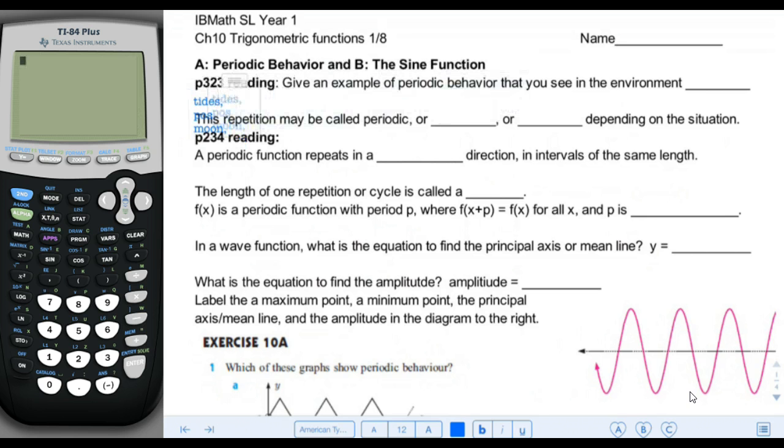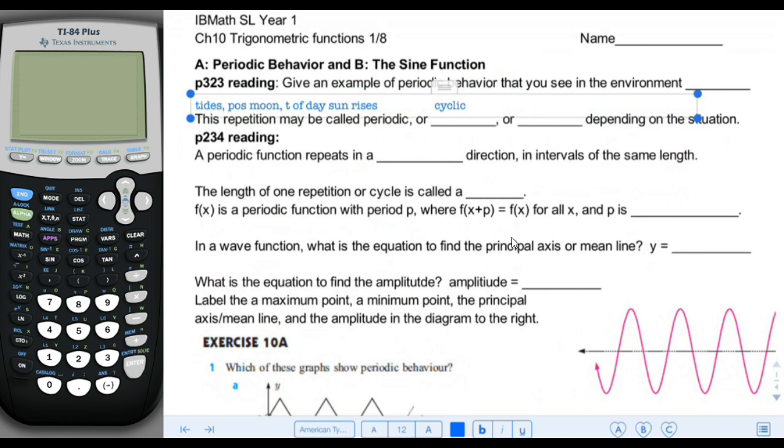Sun rises. Okay? All right. This repetition may be called periodic, or I think the book uses words like cyclic or oscillatory. Okay.